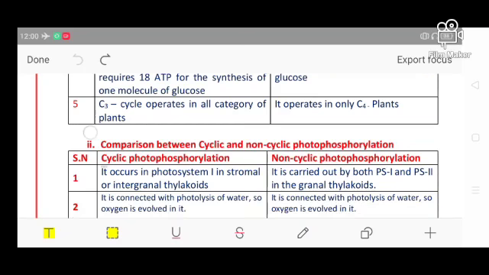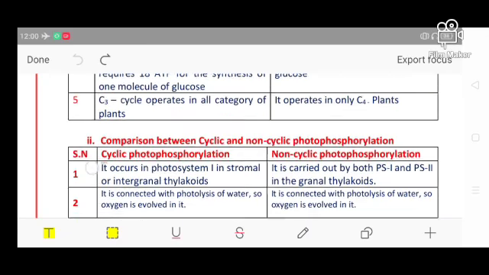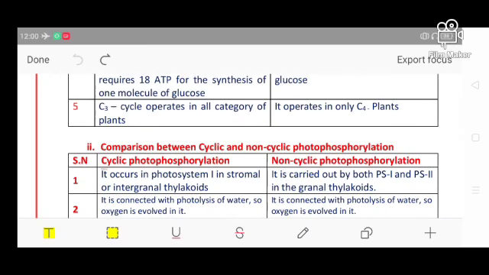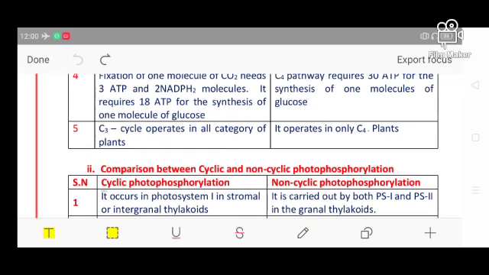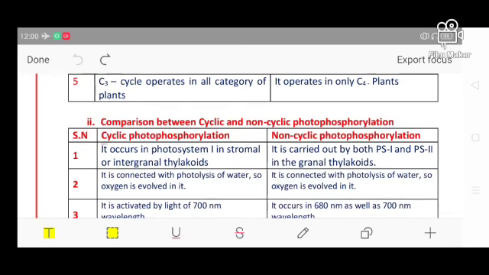And the C3 cycle is basically seen in C3 plants. So we can observe the C3 cycle only in C3 plants, but the C4 cycle only operates in C4 plants. This is basically the difference.